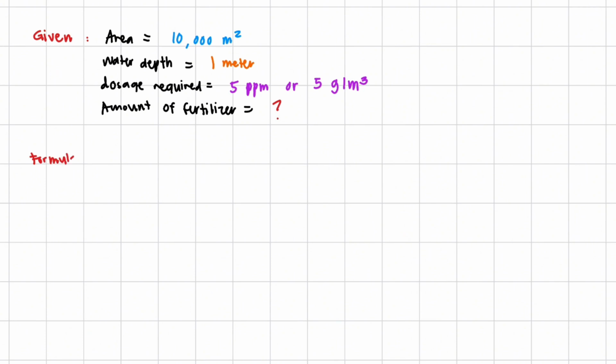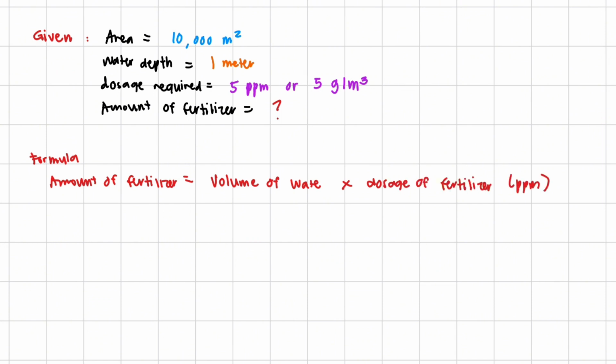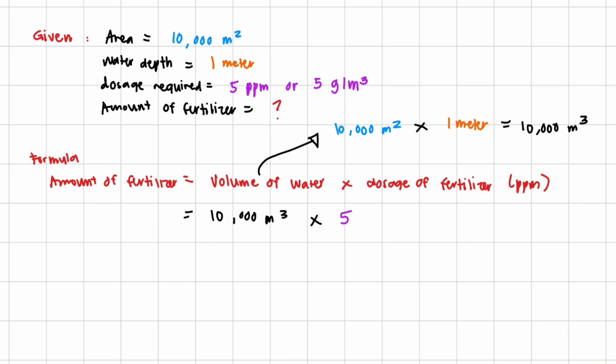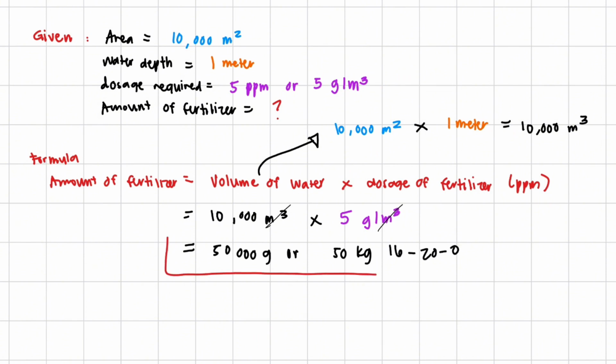So the formula would be amount of fertilizer is equal to volume of water times dosage of fertilizer in parts per million. So for the volume of water, we have to solve first, and that is the area, which is 10,000 square meters times 1 meter, which is the water depth, and that is 10,000 cubic meters. So for the amount of fertilizer, volume of water, which is 10,000 cubic meters times the 5 parts per million or grams per cubic meter, and that is 50,000 grams or 50 kilograms of 16 nitrogen, 20 phosphorus, and 0 potassium.